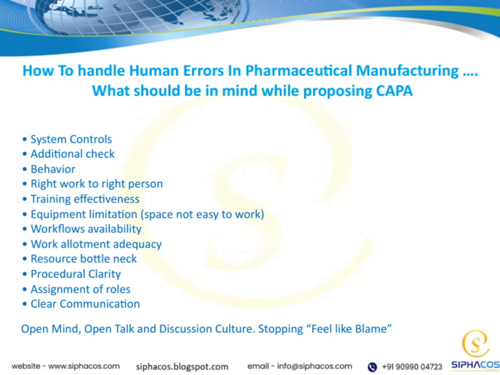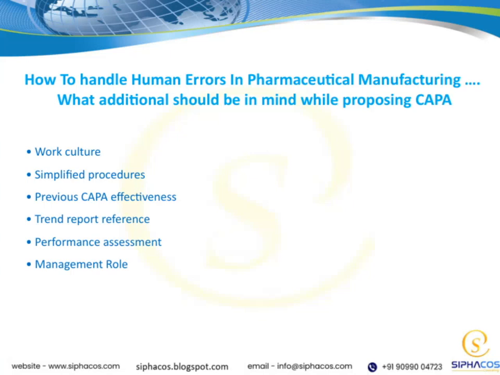Finally, when proposing CAPA, or corrective and preventive actions, keep these points in mind. Think about the root causes, the system improvements needed, and how to prevent recurrence. It's all about creating a culture that focuses on learning and continuous improvement rather than blame. Now, let's delve into some key considerations for effectively handling human errors in pharmaceutical manufacturing.